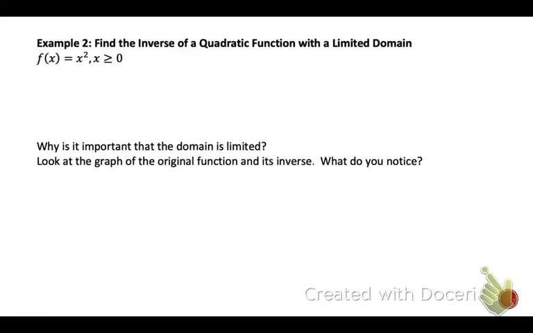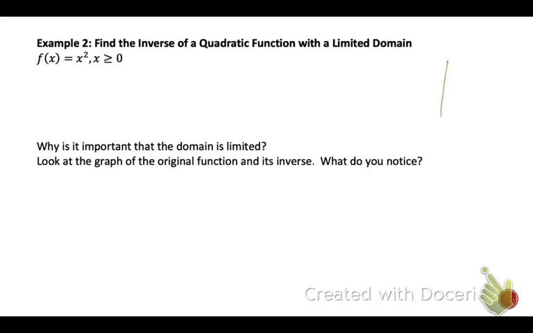We're going to do one more example to finish off part 1 of the notes. We're going to find the inverse function of a quadratic, the inverse of a quadratic function that has a limited domain. Now we limit the domain, and then that allows this function to be 1-to-1.